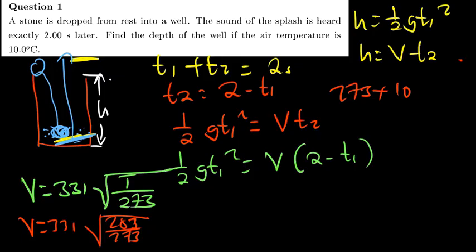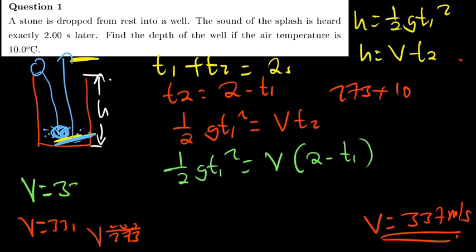So 283 divided by 273, the answer I get is 1.0366. I get the square root is 1.018 times 331. I'm getting 337. So the velocity now which we are talking about right now is 337 meters per second. Okay, now that I have my velocity, I can plug in the values to find first the time.